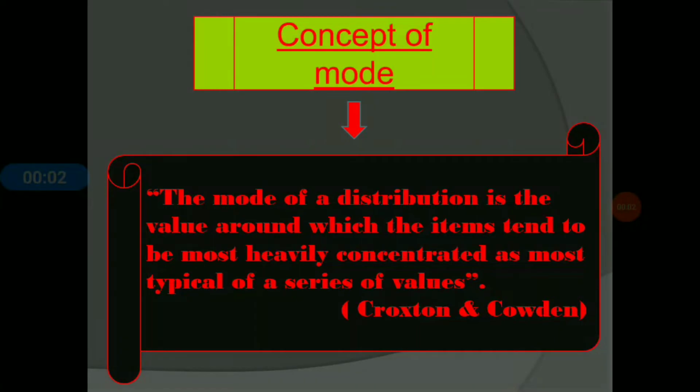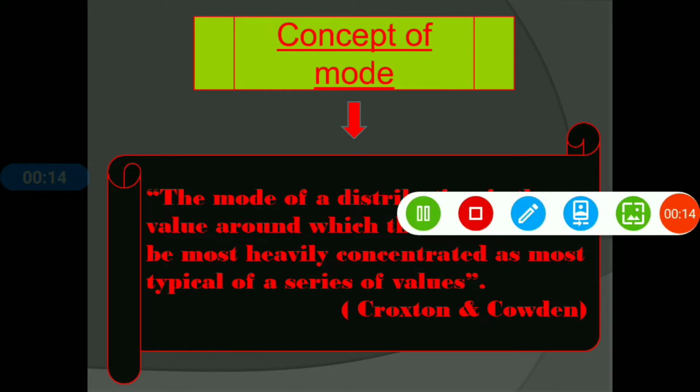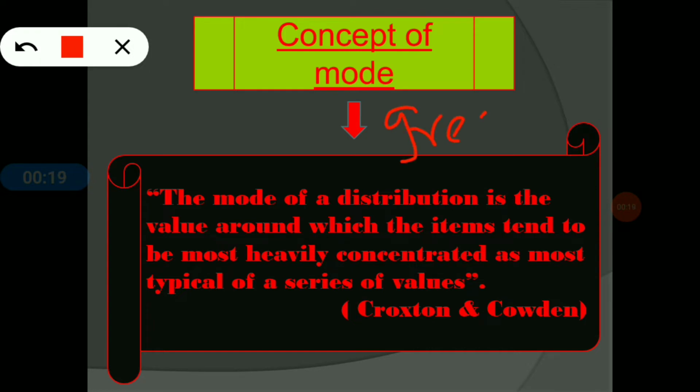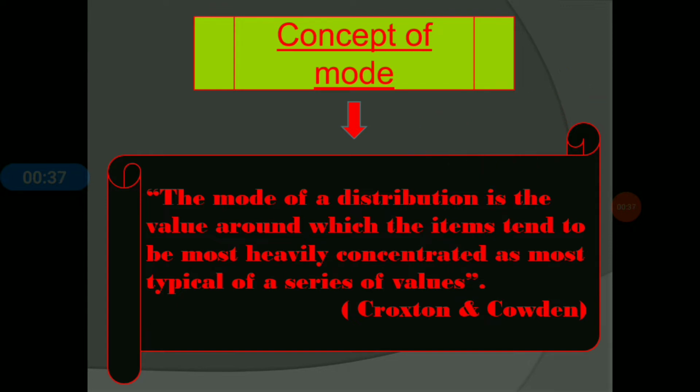So learner, here we can see the definition of mode, and we have already explained it very well. Just as a reminder, mode is the most common value, which has the greatest frequency or the highest number of items. Greatest frequency. Clear? If you have any problem regarding it, please feel free to comment in the comment section. So now going to the next slide.